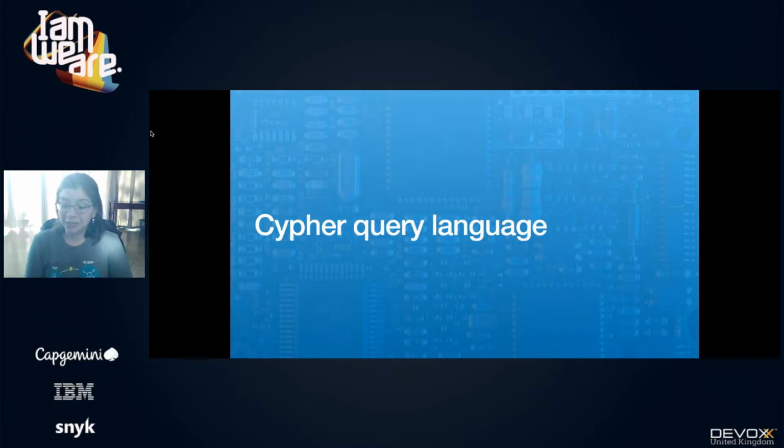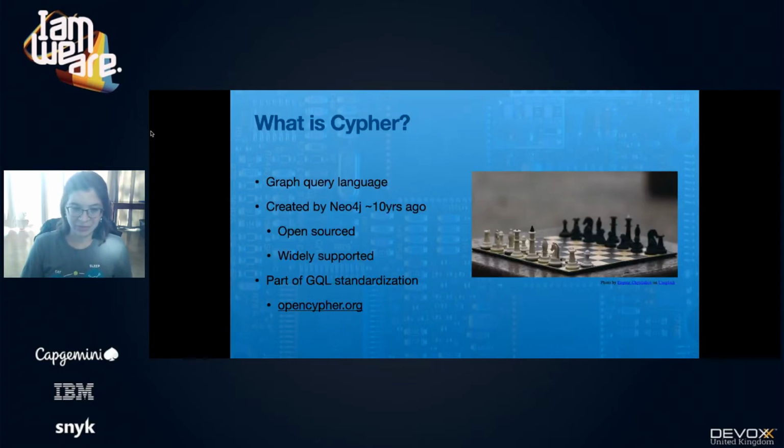So first off, just to make sure everybody has some background, because my examples are going to be using Cypher, let's cover a few basics about the Cypher query language so that everybody's caught up and can follow along. So what is Cypher? It is a graph query language.